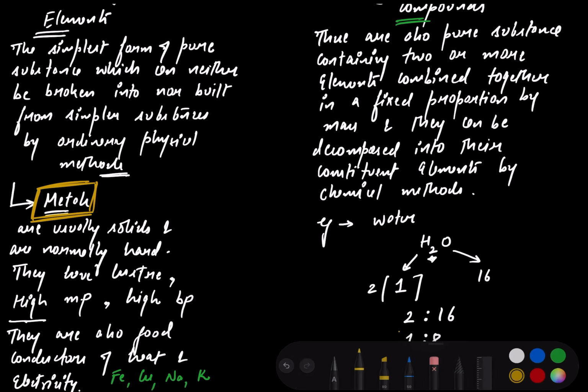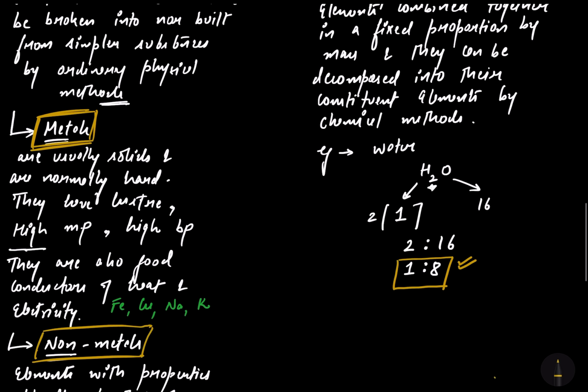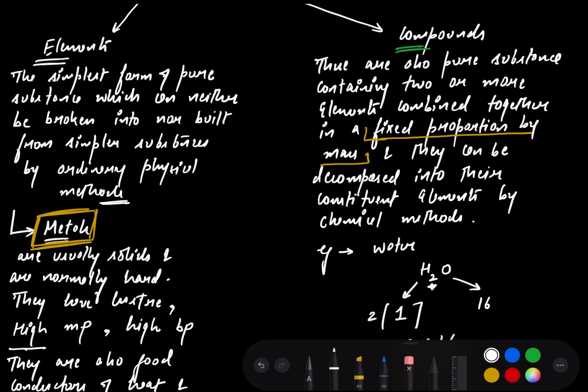This ratio is fixed for water by mass, whatever the source of water. Can it be tap water? Can it be pond water? Or can it be sea water? The ratio of masses in water always remains the same. That is 1:8. That's called fixed proportion by mass. Hope my dear students you got this point. Now let me move forward.